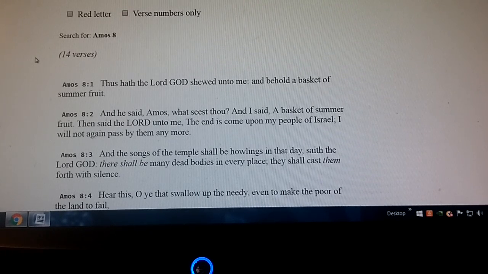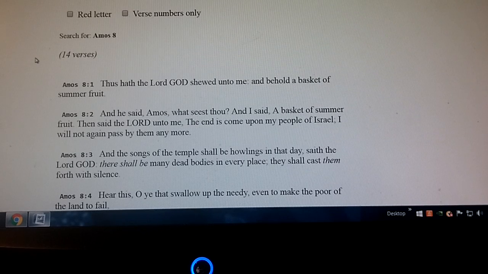So what I want to point out here is here we see mention of a basket of summer fruit. We saw mention of summer connected with May Day. We saw mention of baskets connected with May Day. The summer fruit, the way that it's used here is talking about how summer fruit perishes quickly, I think is the main thing to pull out of that. But I want us to take note of what's mentioned here and how several of the things mentioned in Amos 8 connect us to May Day.